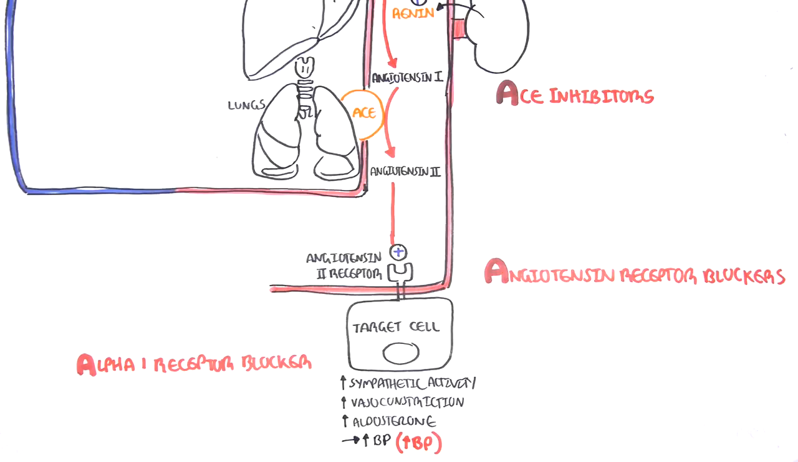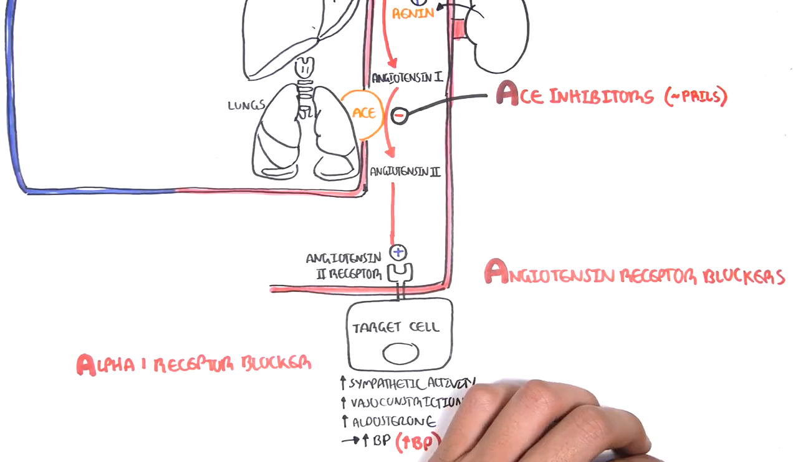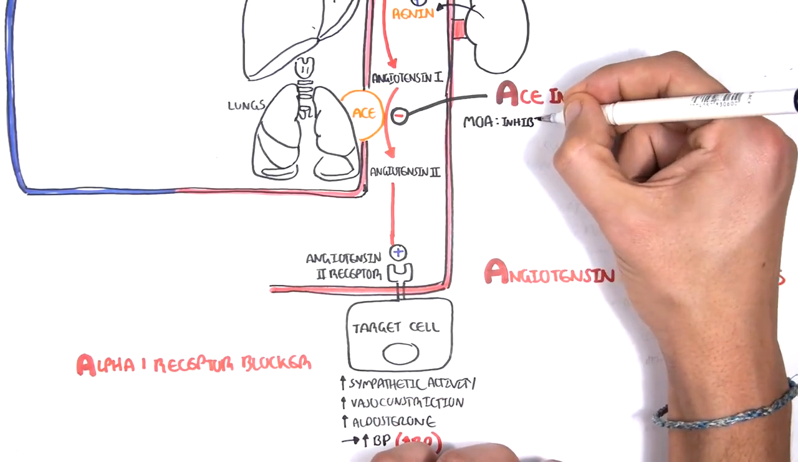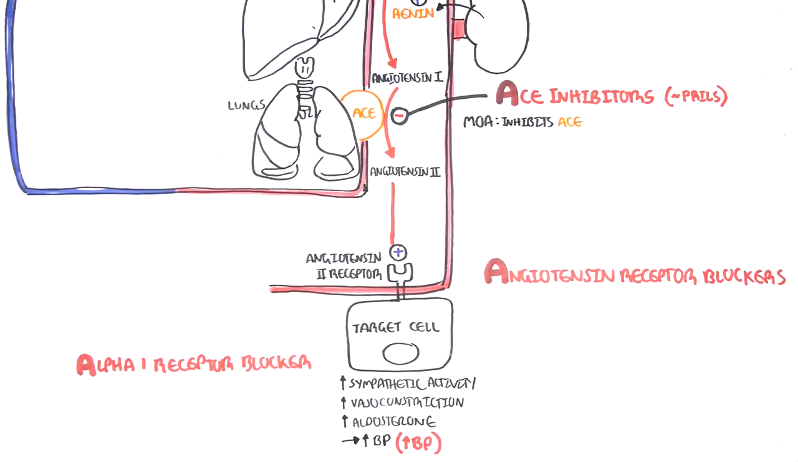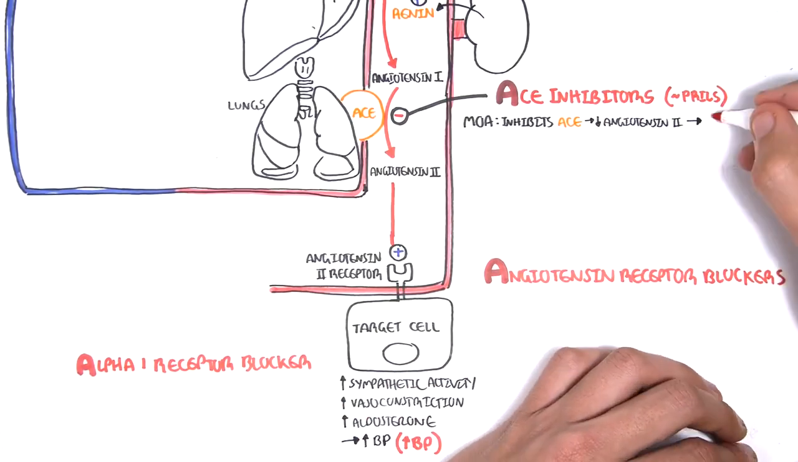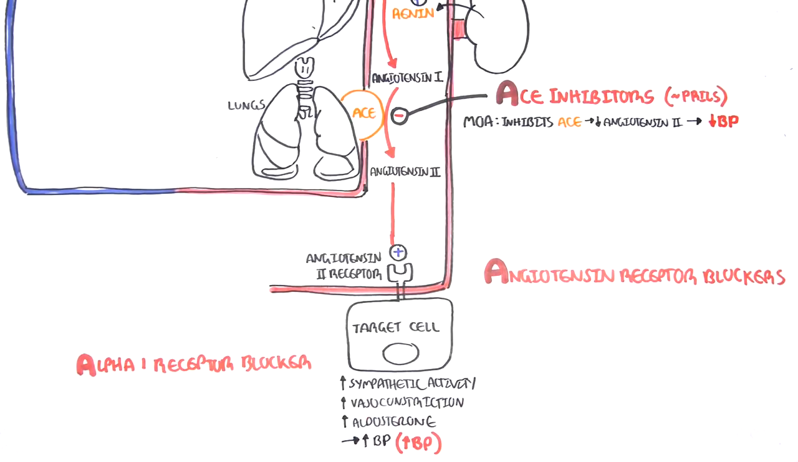ACE inhibitors, or angiotensin converting enzyme inhibitors, are a very common antihypertensive. These medications can be remembered by the ending pril. So for example, captopril, ramipril, they all usually end in pril. The mechanism of action of ACE inhibitors is that they inhibit ACE, the membrane-bound enzyme, and so they inhibit the conversion of angiotensin 1 to angiotensin 2. And because you have less angiotensin 2, you will decrease blood pressure because it's not working.